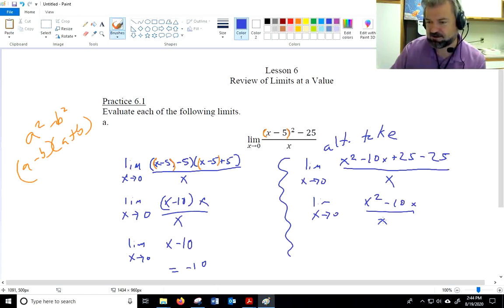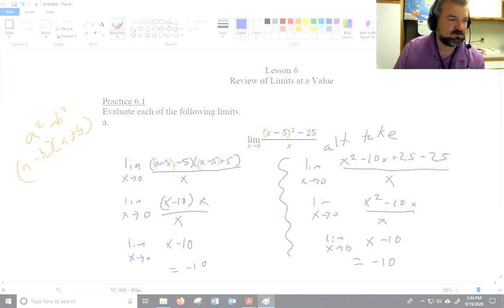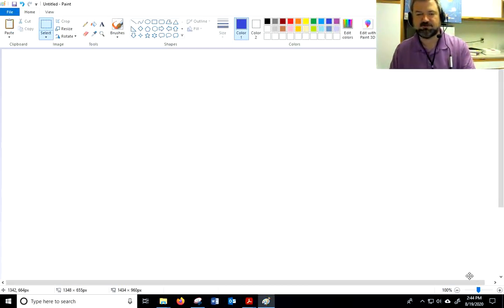I could factor it out, but I can also just divide each one of these terms by x, since it's just an x at the bottom, giving me x minus 10. So the answer is negative 10. Two ways to do it. Two ways to get it right. All right, ready for the next one? If not, pause the video. But I'm just going to keep going.